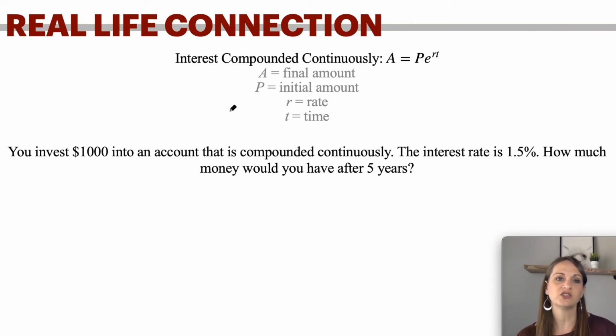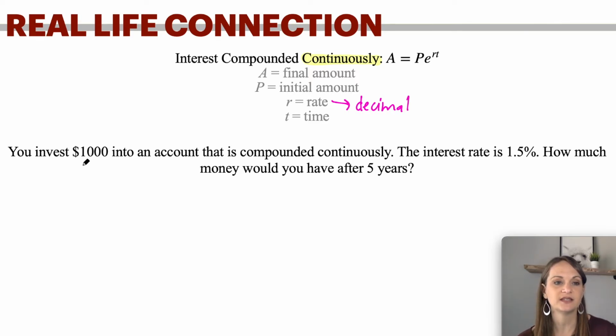Now, a real life connection is when you have anything that is compounded continuously, then you would be able to figure out certain types of interest rates. So for example, the initial amount is P, A is the final amount, r is the rate in decimal. Do not give it to me in percent. You actually have to write it as a decimal.